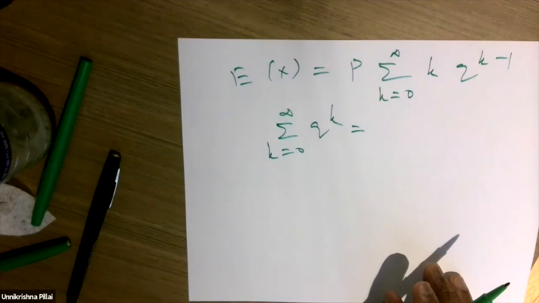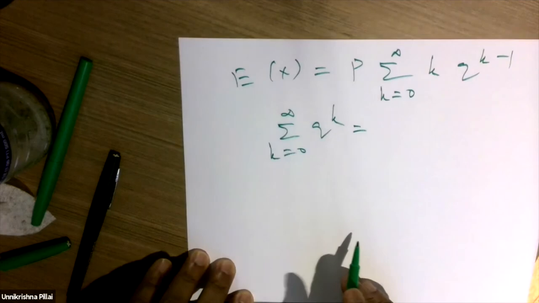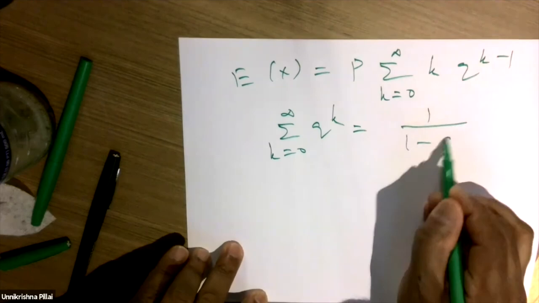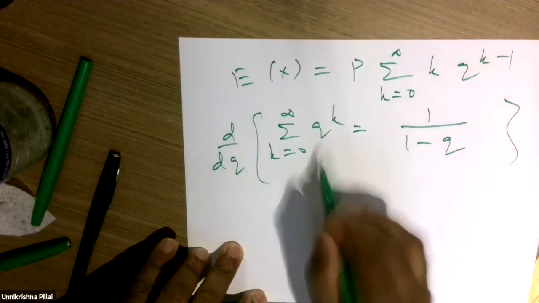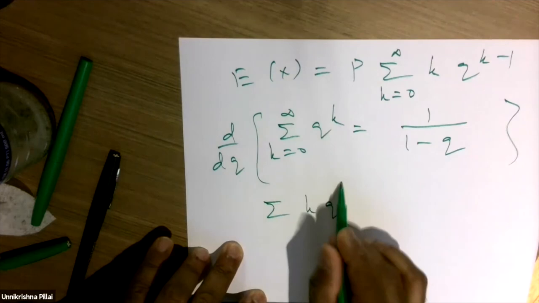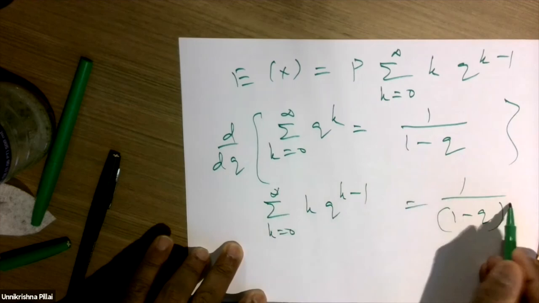What is the value of this series? If you know this, if you take the derivative on both sides, you can plug it in here. Because if you take the derivative on both sides, you get kq to the power k minus 1. Here the answer is 1 minus q the whole squared multiplied by minus 1, minus 1. So that's the answer.